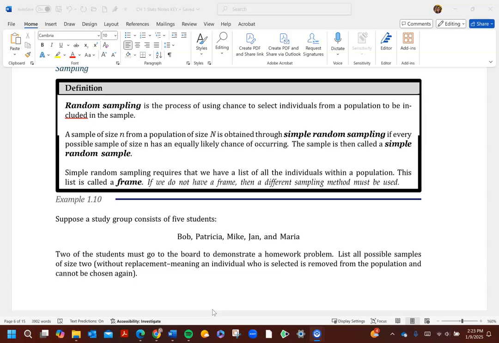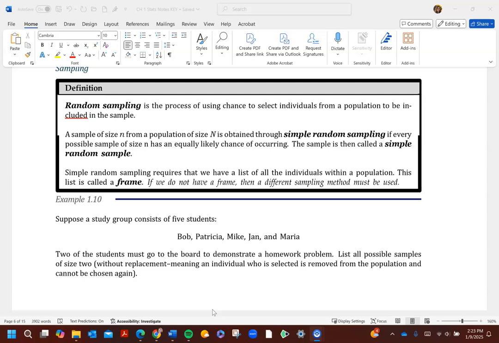In this video, we're continuing on with section 1.2. So this is sampling. Random sampling is the process of using chance to select individuals from a population to be included. They should have an equally likely chance to be selected.